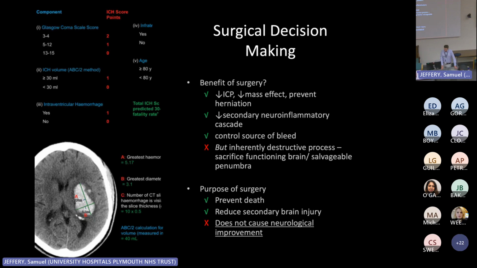So the reason to do surgery would be to prevent death or reduce that secondary brain injury, but it does not improve their neurological impairment. And that's what we try and get across to the stroke physicians and families, that removal of clot is really going to prevent worsening rather than improving their initial impairment.